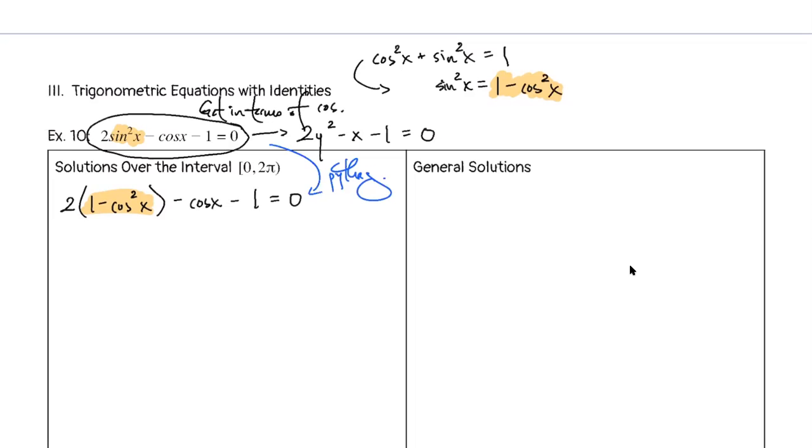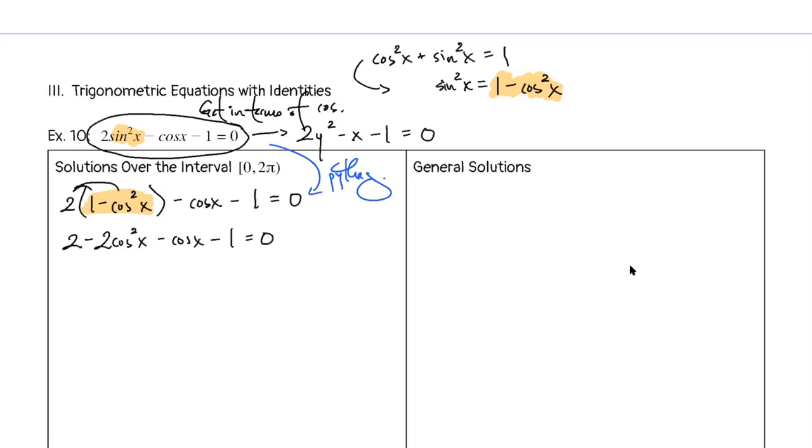Now we just need to do a little bit of work, and then I bet we're going to be able to make it look pretty much like example 9. So I'm going to distribute. I'm going to do 2 minus 2 cosine squared x minus cosine x minus 1 equals 0.